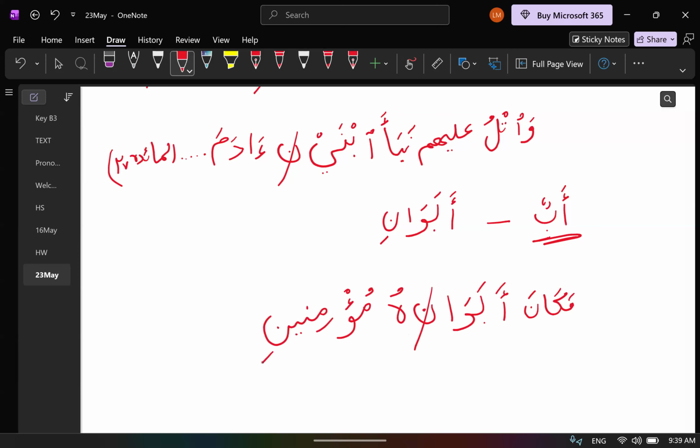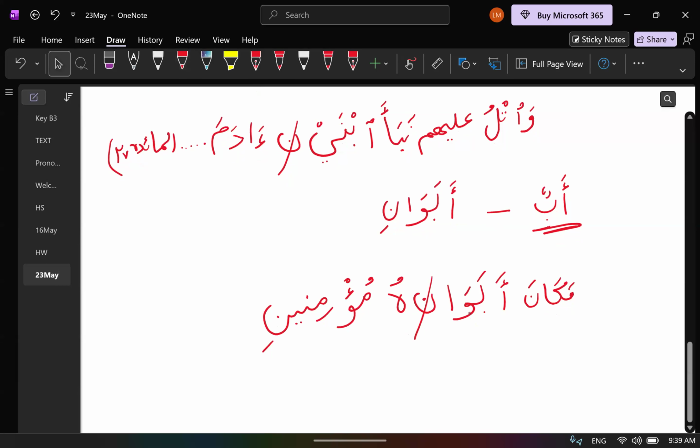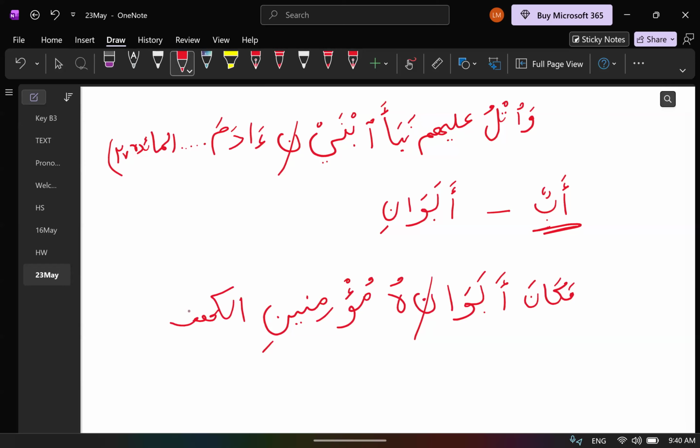Mu'minaini. So noon got dropped. So that's the example that we are looking for. This is Surah Kahf, ayah number 80.